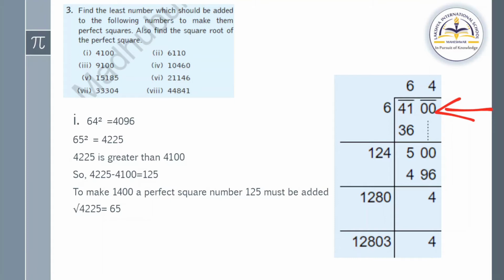Now what is the square of 65? Let's calculate 65 square. It is 4225. Now 4225 is greater than 4100. Now 4225 minus 4100 is 125. To make 4100 a perfect square number, 125 must be added. Okay, so we will add 125, then we will get 4225, which is the perfect square of 65. Okay, so here it is given added, that's why we will use this, and we will find the least number.